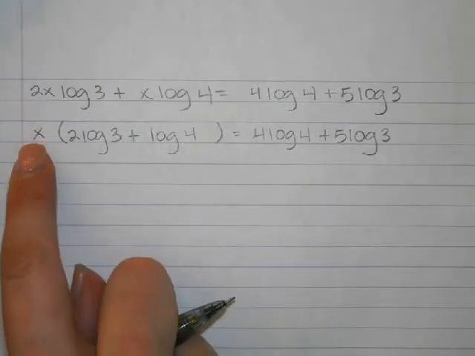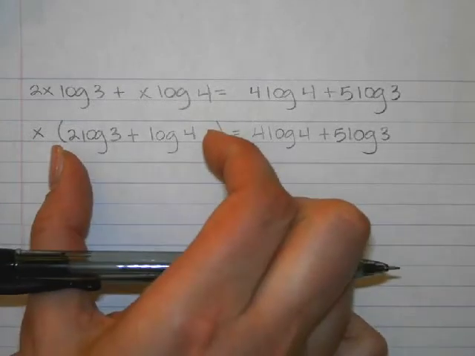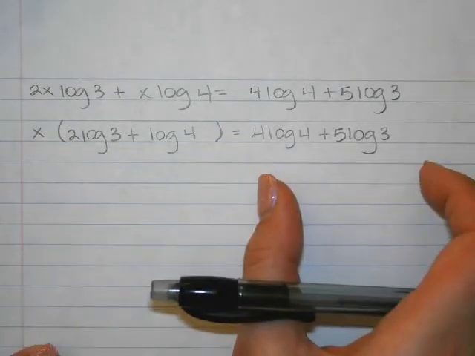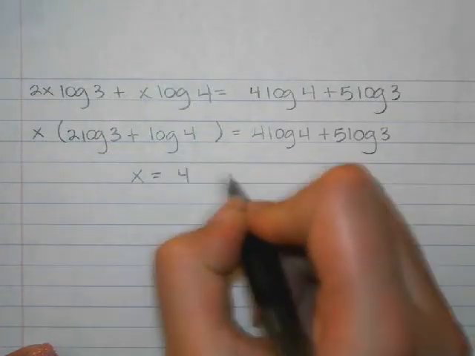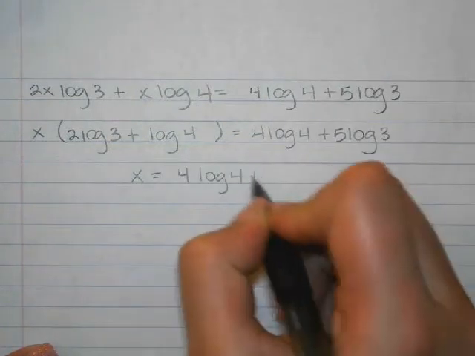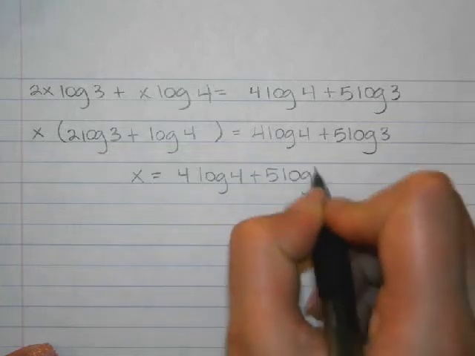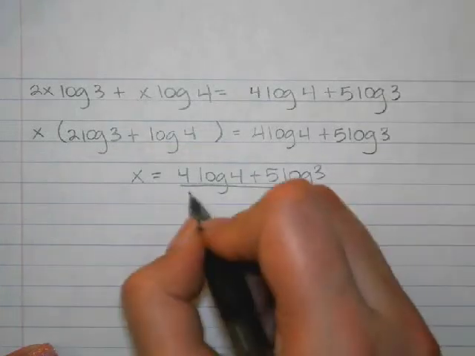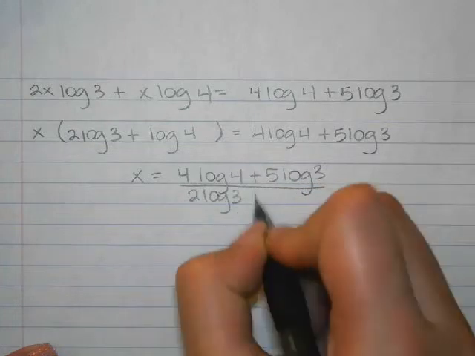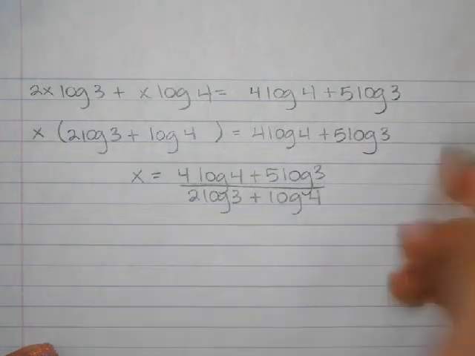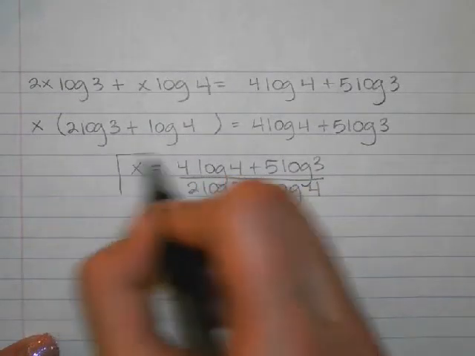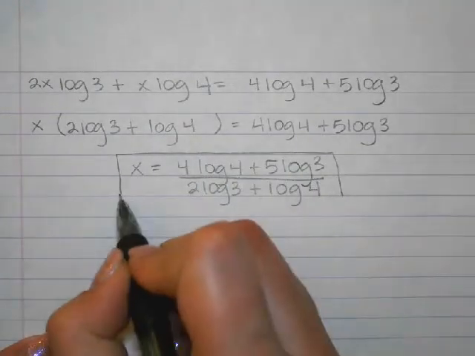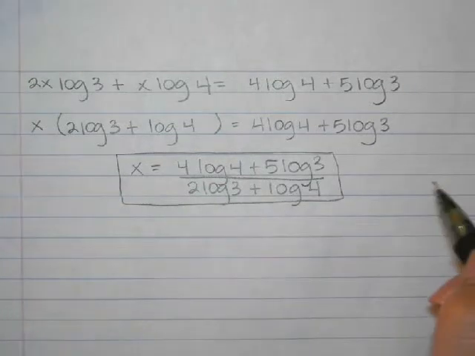And now to get the x alone, we just take this whole set of parentheses and we divide it over to the right side. So I get x equals 4 log 4 plus 5 log 3 divided by 2 log 3 plus log 4. So this is the exact answer. And then I can plug it in my calculator to get the approximate answer.